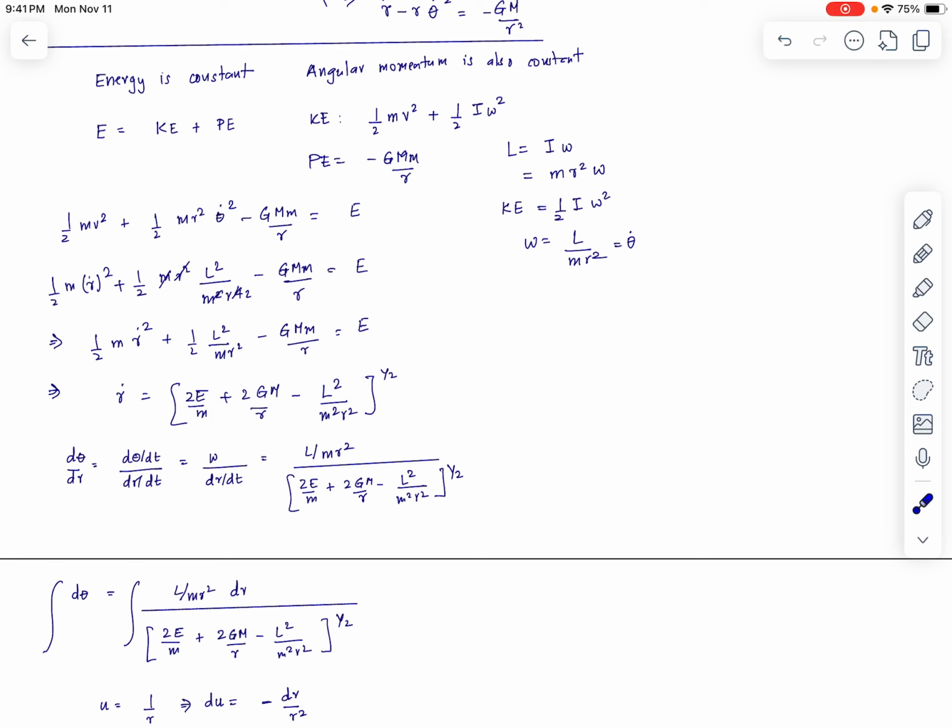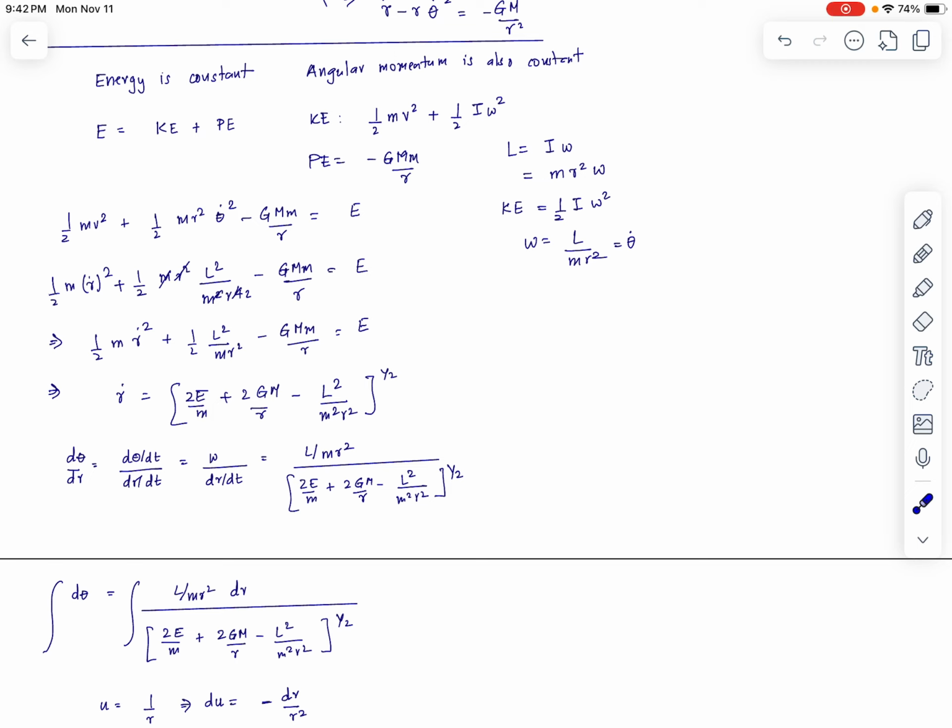You write the kinetic energy as a sum of the kinetic energy of translation plus the kinetic energy of rotation, and the potential energy here is the potential energy due to gravitation. So you add all these three terms and set that equal to E, right? So we know that the velocity is nothing but r dot, right? And the omega is nothing but theta dot, right?